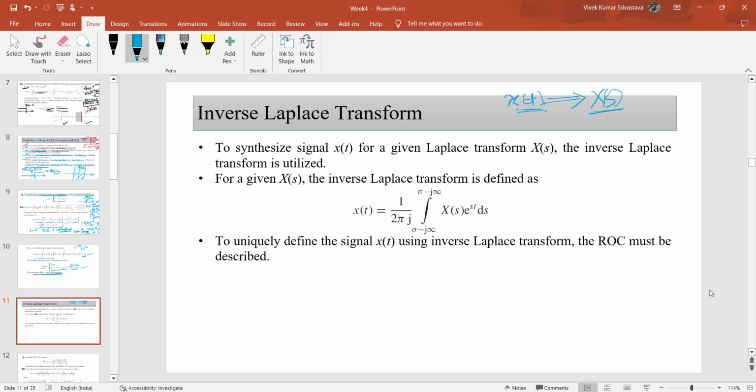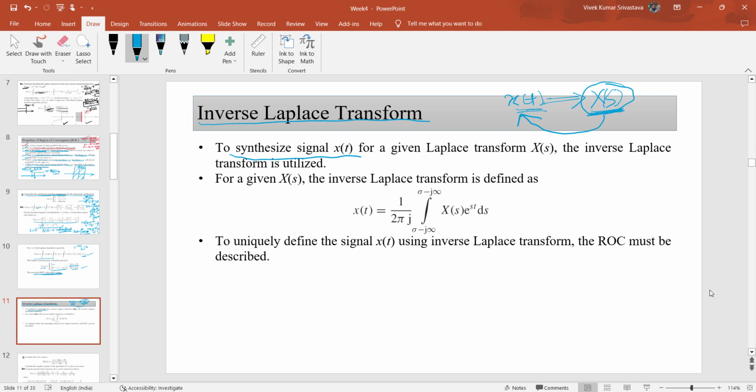The inverse problem states that if X(s) is given to us, can we determine the signal which gives us this kind of Laplace transform? Such an inverse problem is known as the inverse Laplace transform. So this is a synthesis problem where X(s) is given to us, and on the basis of that we are calculating the input signal, that is x(t).